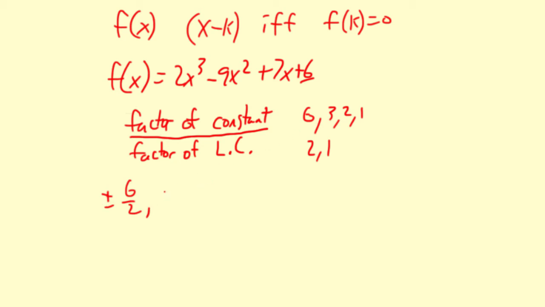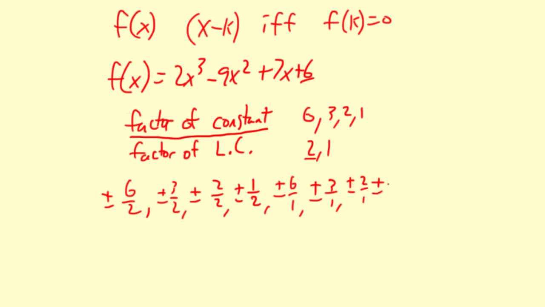Next is 3 divided by 2, plus or minus that, plus or minus 2 divided by 2, plus or minus 1 divided by 2. So that takes care of these. Now we have to do the other list with the 1 as the denominator. So plus or minus 6 over 1, plus or minus 3 over 1, plus or minus 2 over 1, plus or minus 1 over 1. So any of these are possible factors.